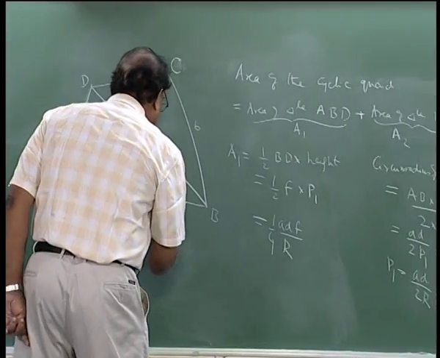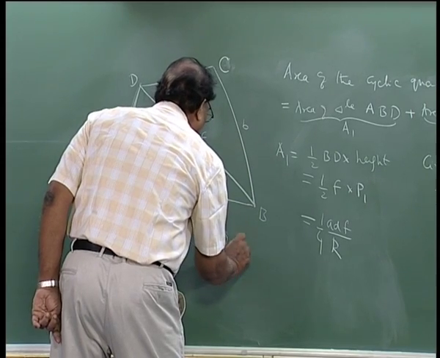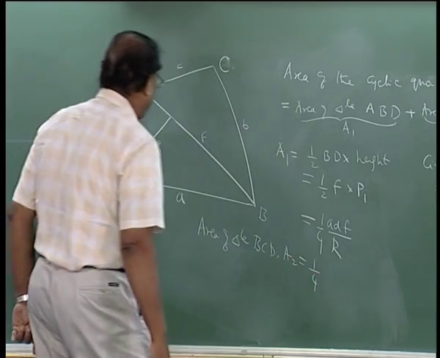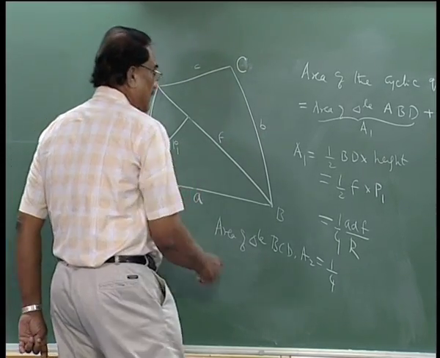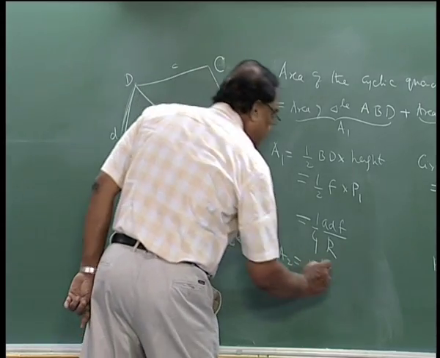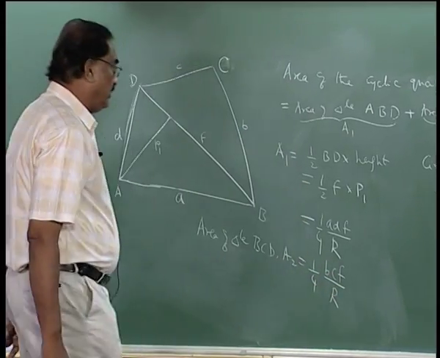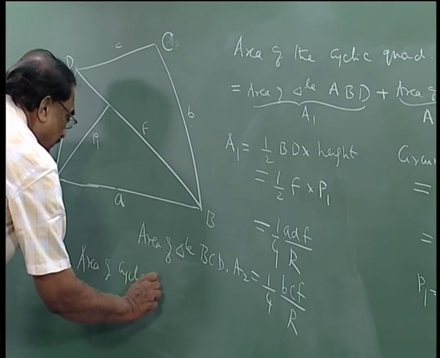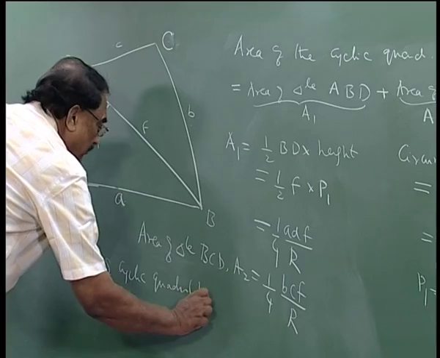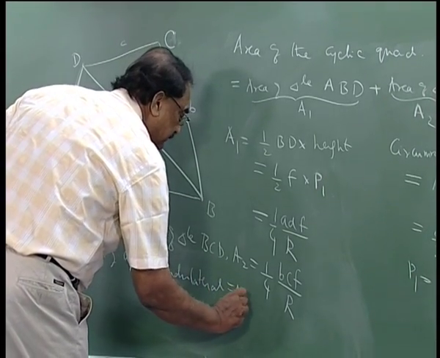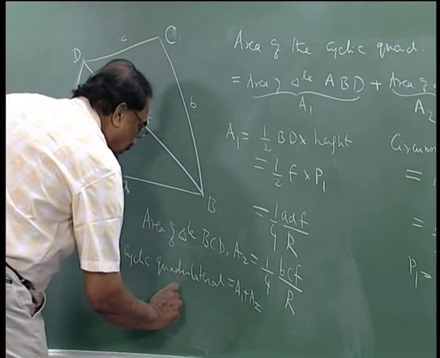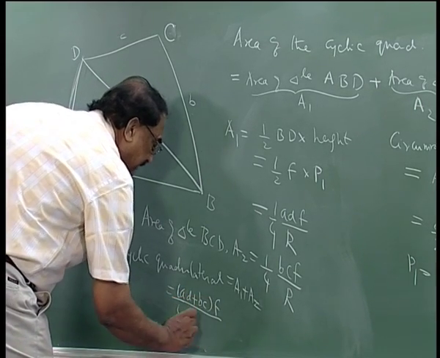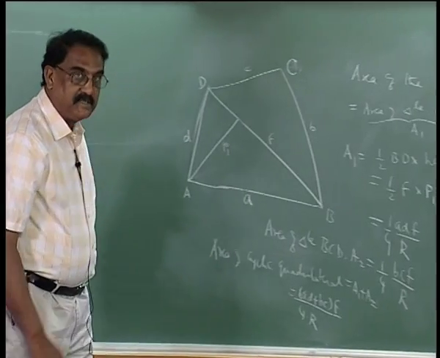Similarly, the area of triangle BCD, which is A2, follows the same logic. Instead of AD, you will get BC here, and the base is the same, F, divided by R. So the area of the cyclic quadrilateral is equal to A1 plus A2, which is 1 by 4 into AD plus BC into F divided by R. So this is what has been stated.